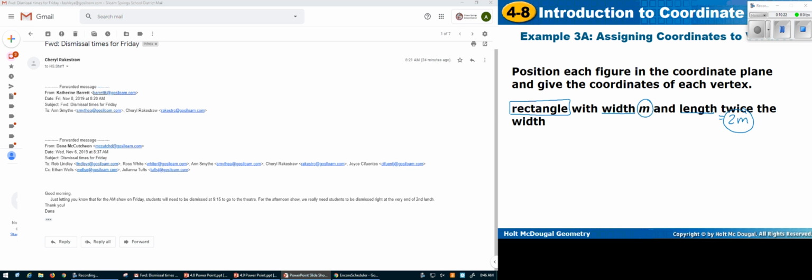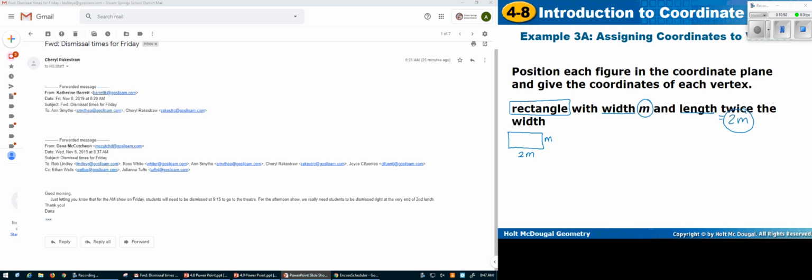Okay, what I have found is usually easier for students is if they think about this first without putting it on the coordinate plane. So I'm going to draw just a rectangle over here and label the sides of my rectangle before I put it on the coordinate plane. So we want the width to be M and we want the length to be 2M, right? But now we want to place this shape on a coordinate plane and label all the vertice points. We do not have numbers for those vertice points. We don't know what M is.